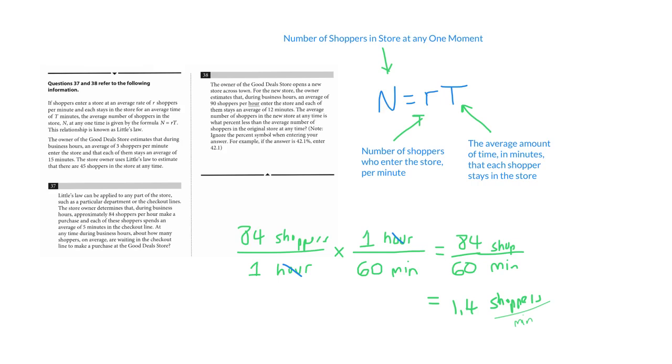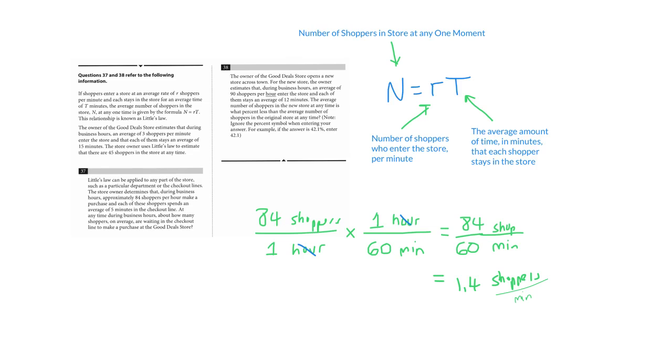Then we're going to get our N, which, by the way, is what they're asking for: at any time during business hours, about how many shoppers on average are waiting in the checkout line to make a purchase at the store. Also known as, what is N, the number of shoppers in the checkout line at any one moment? So we can set up the equation that says N equals R. Well, what is R? R is the number of shoppers who enter the checkout line per minute. We just figured that out. It's 1.4 shoppers per minute.